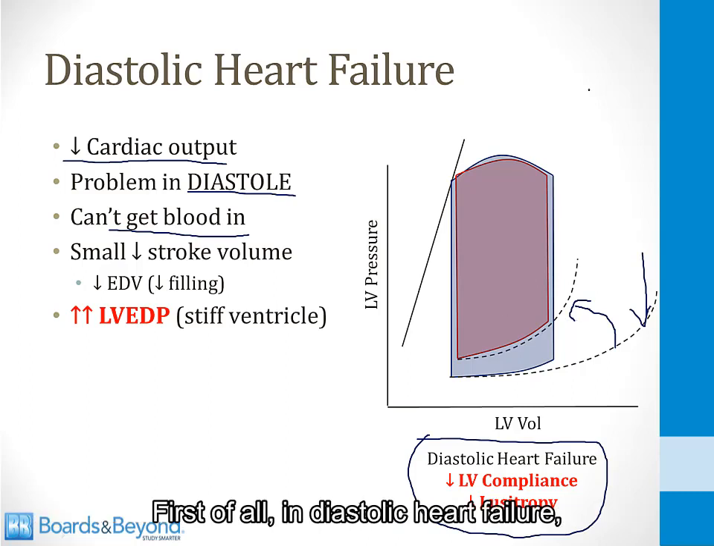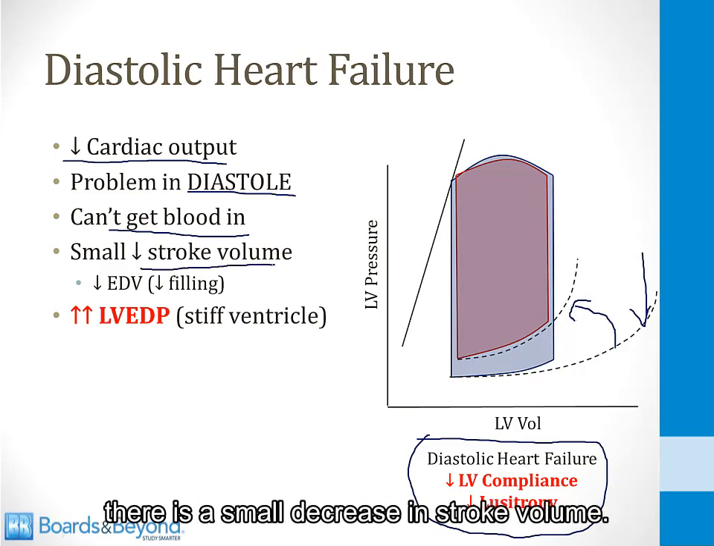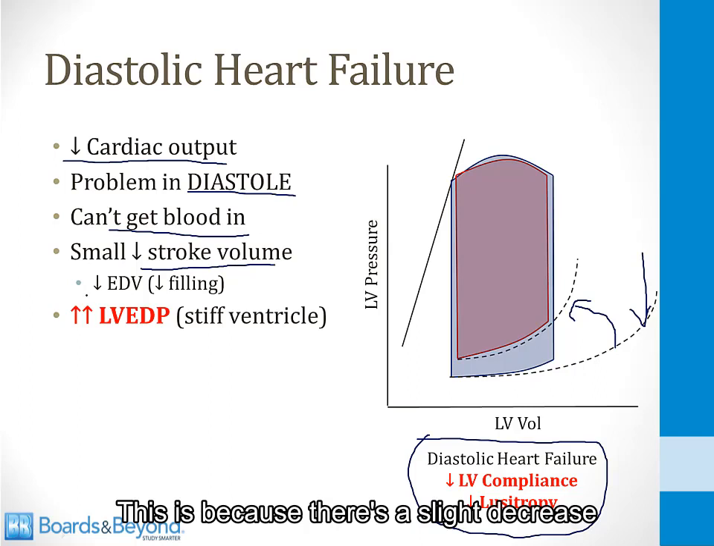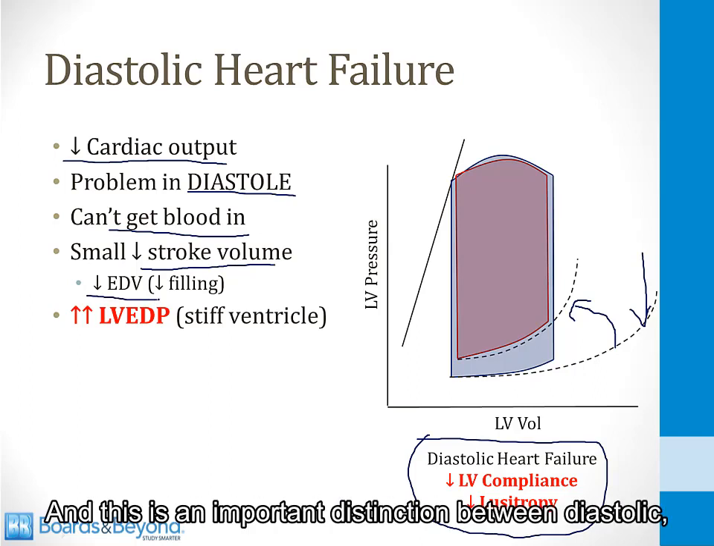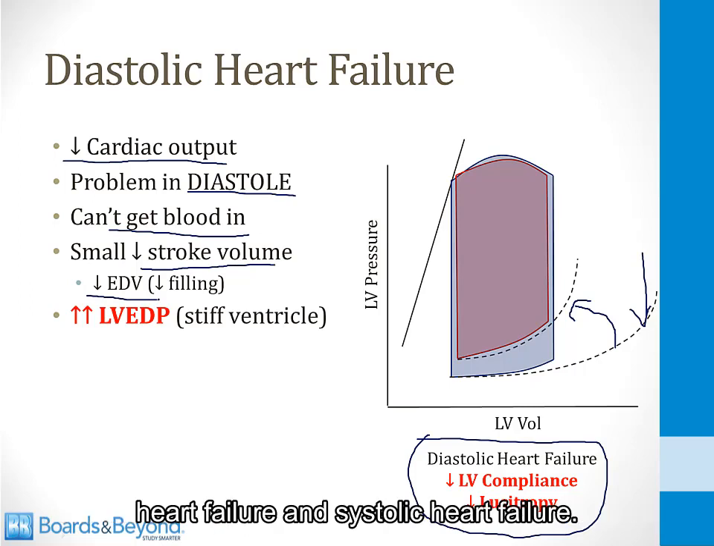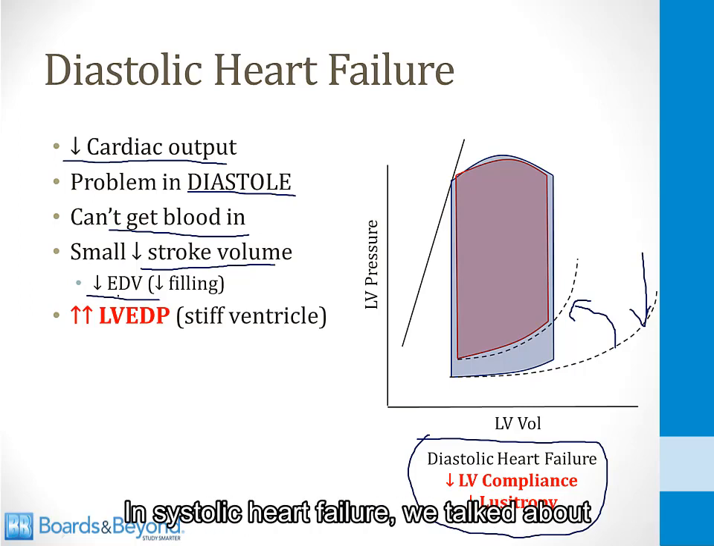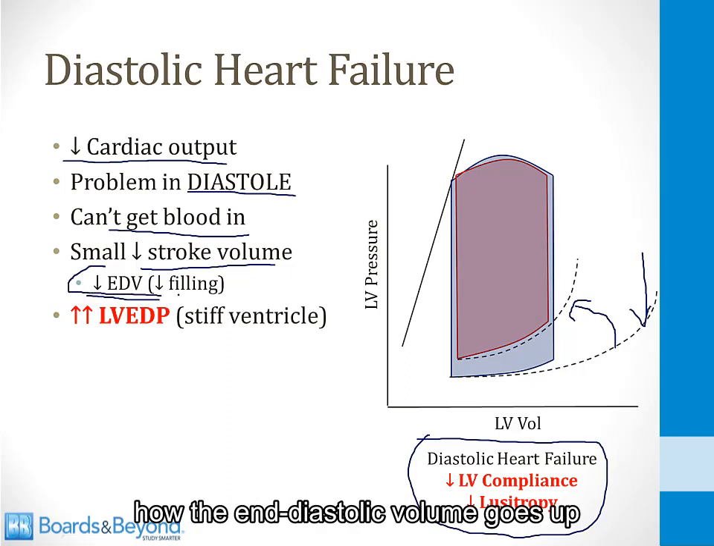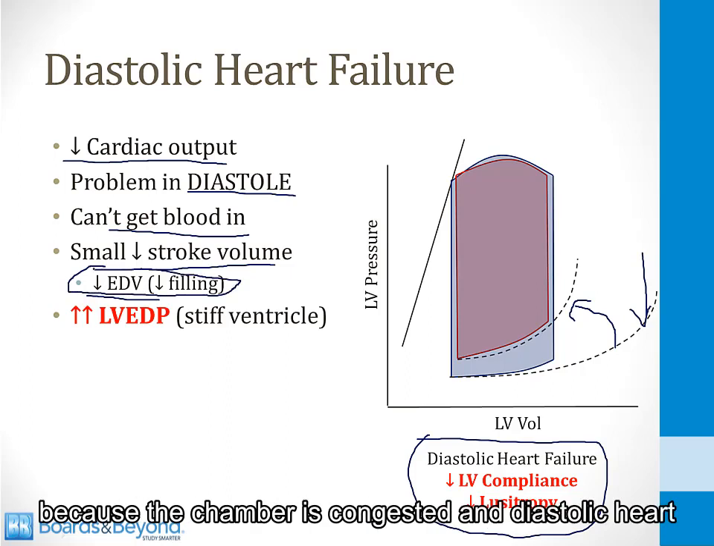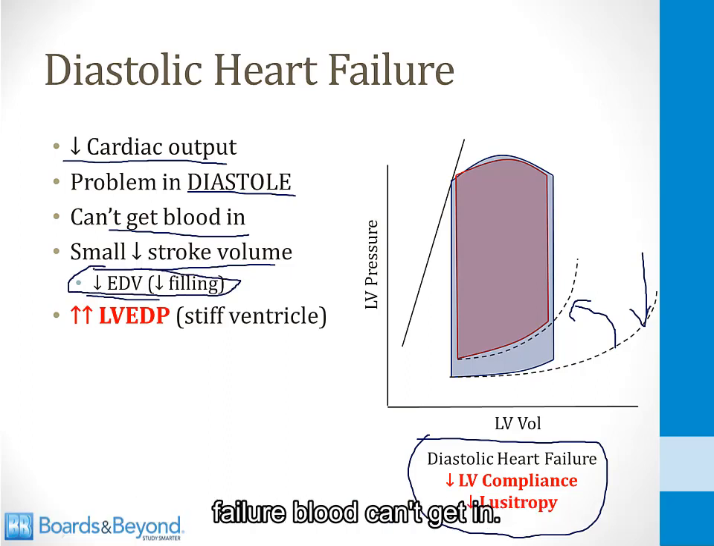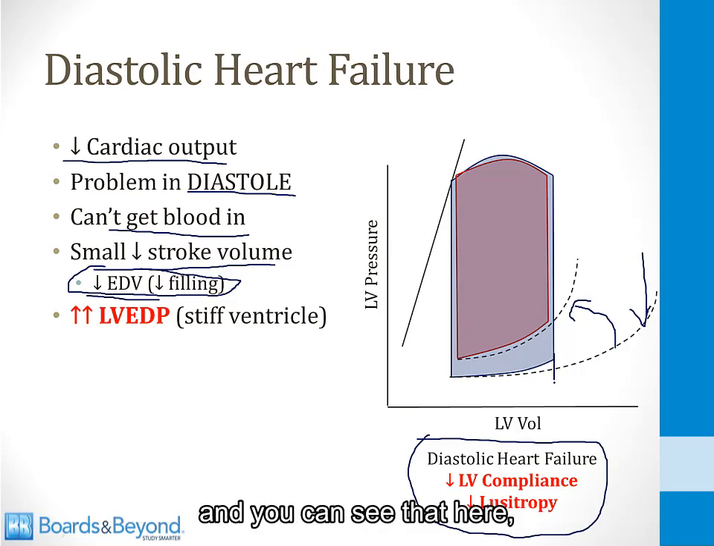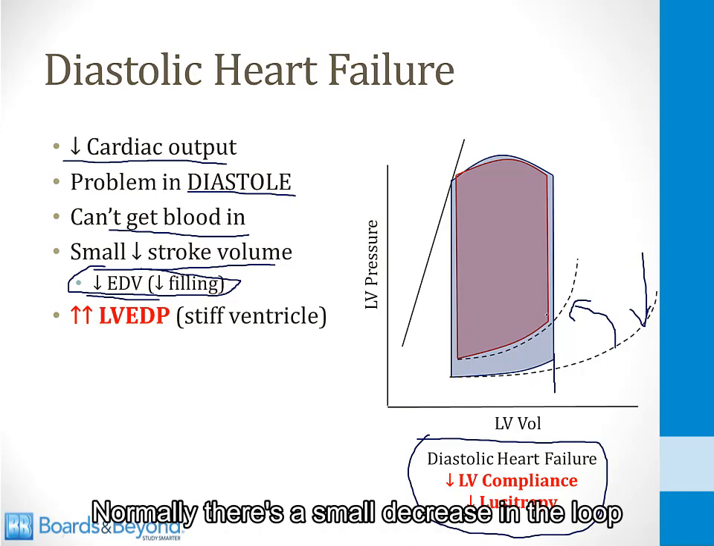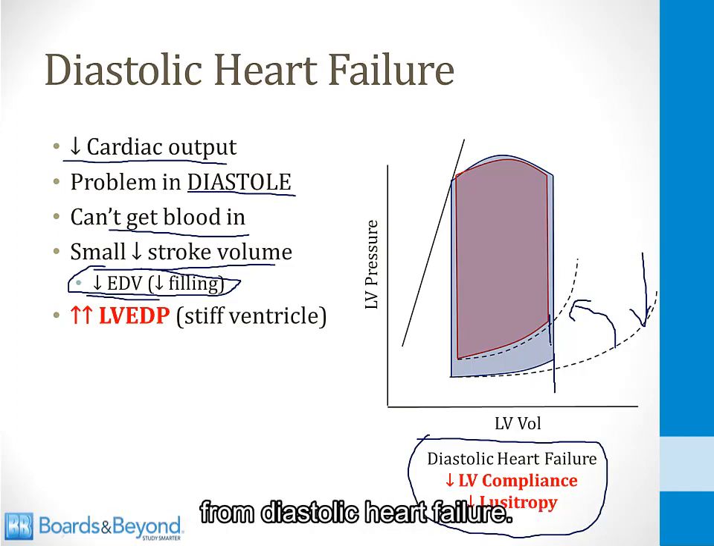First of all, in diastolic heart failure, there is a small decrease in stroke volume. This is because there's a slight decrease in the end diastolic volume due to decreased filling. And this is an important distinction between diastolic heart failure and systolic heart failure. In systolic heart failure, we talked about how the end diastolic volume goes up because the chamber is congested. In diastolic heart failure, blood can't get in, so there is a small decrease in end diastolic volume. And you can see that here. This is the end diastolic volume. Normally, there's a small decrease in the loop from diastolic heart failure.